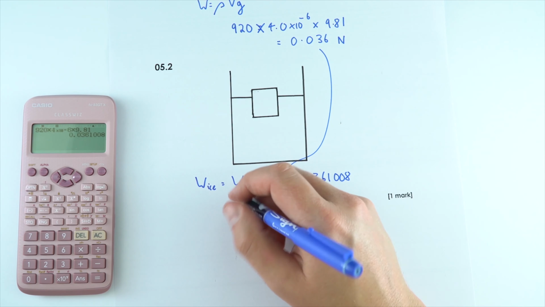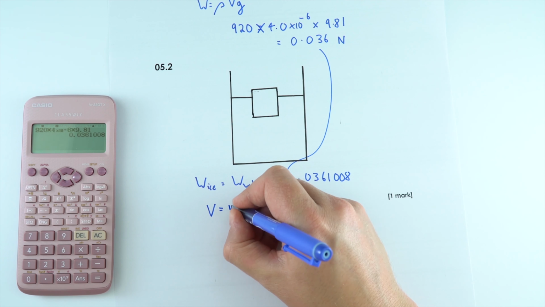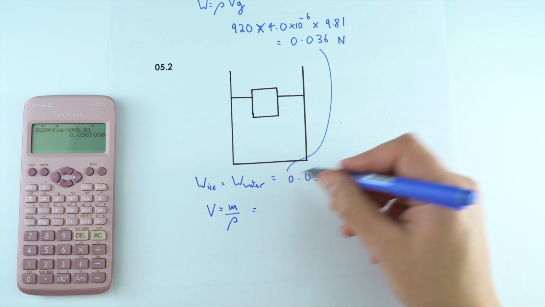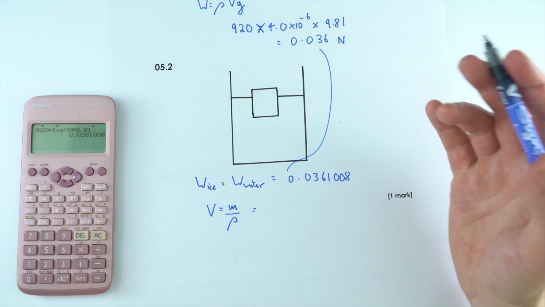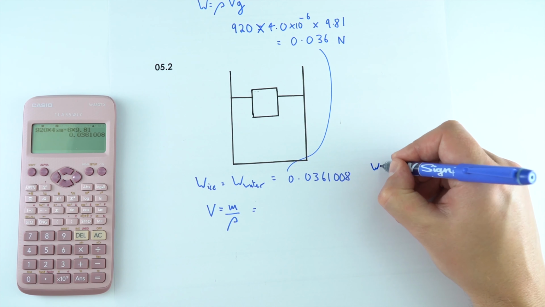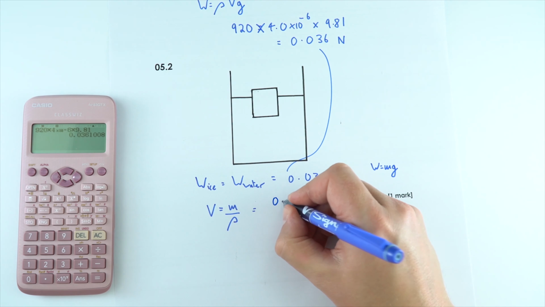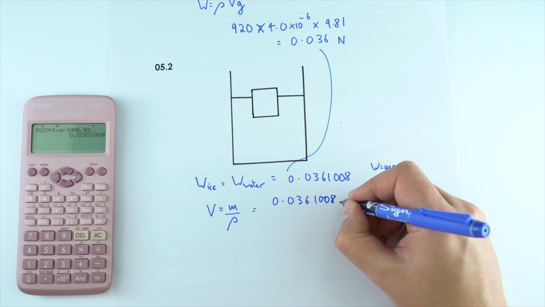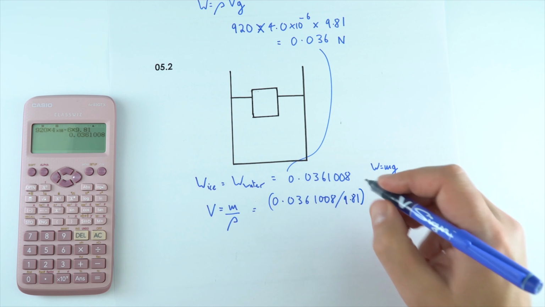Now again, we know that because density is mass over volume, we can say that the volume is equal to the mass divided by the density. So the mass of water, well, we've worked out its weight. To work out its mass, we divide by 9.81 because weight equals mass times the gravitational field strength. So the mass is going to be equal to 0.0361008 divided by 9.81. So that's now got our mass in kilograms.